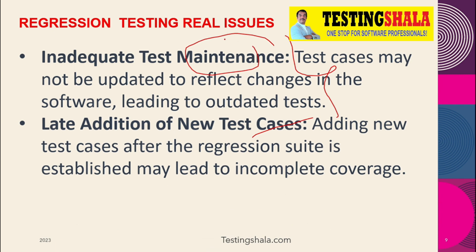And the next one is late addition of new test cases. When there is a change in the code, if there is an existing test case that can manage it, there is nothing like that. If there are no test cases available, then we should add new test cases. If you are not adding these new test cases in appropriate time, it may happen that it becomes incomplete coverage, and we may get into a lot of challenges while doing regression testing. So these are some of the challenges which we normally face while performing regression testing.